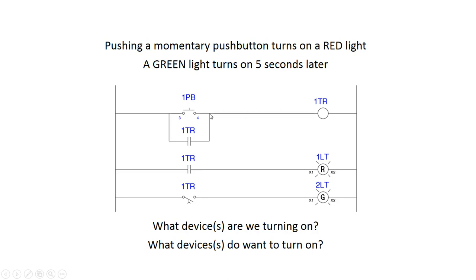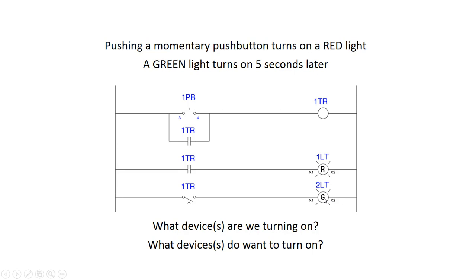If we take this logic here, when I push this 1 PB, the TR is energized and the instantaneous contacts on the TR close. So I've created memory, okay? And then the instantaneous contacts here close and I get a red light. So I hit the button, I get memory, and I turn on a red light. And then I have a timed contact, and it's going to time close, and then the green light would come on. So what devices are we turning on? In this case, we'll turn on a timed relay, a red light, and a green light.